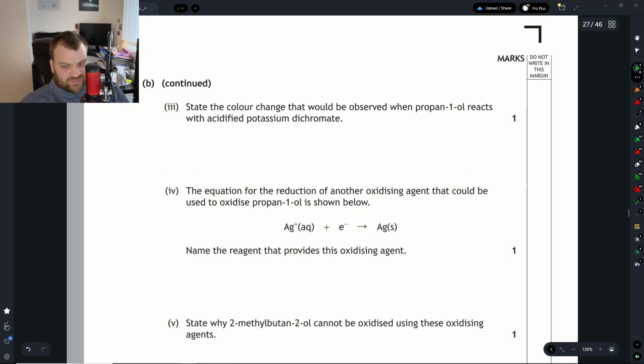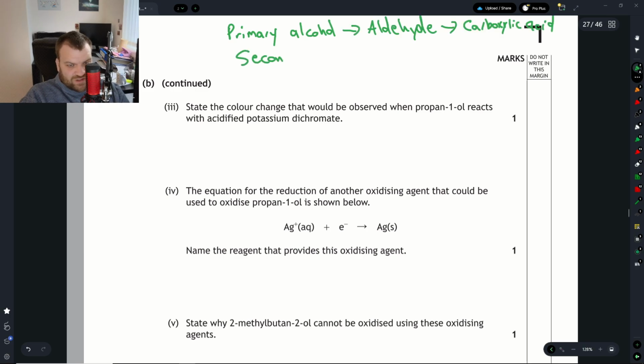Next one, we're talking about oxidation. This is where primary alcohols turn into aldehydes and then into carboxylic acids. Your secondary alcohols turn into ketones and then do not react again. And your tertiary alcohols do not react at all. Your tertiary alcohols do not react with oxidizing agents.